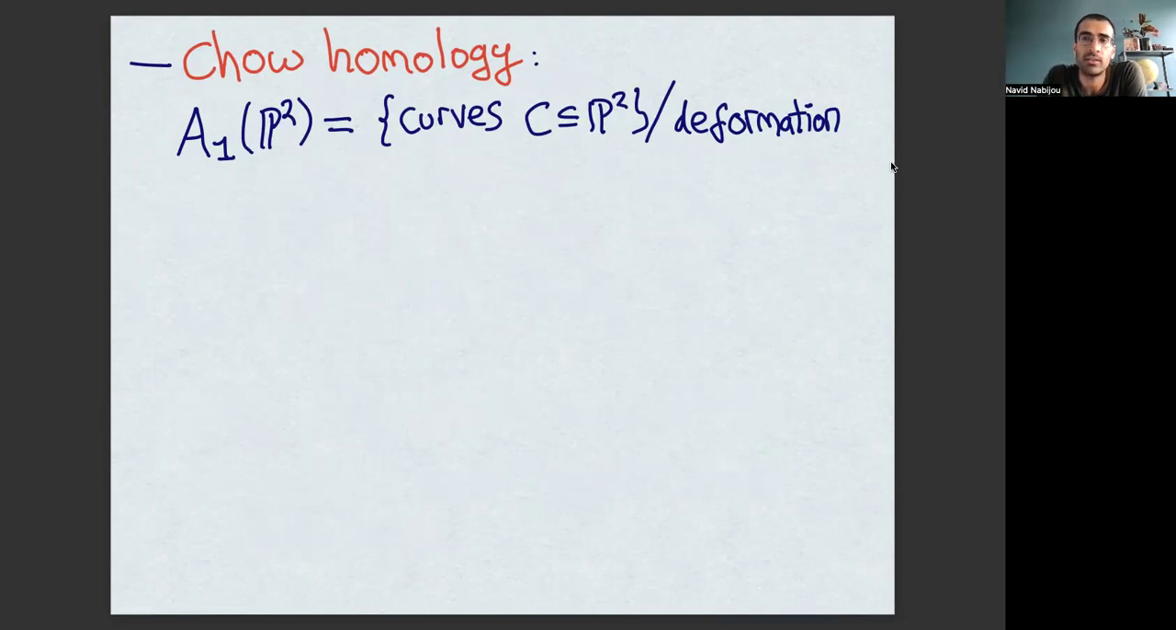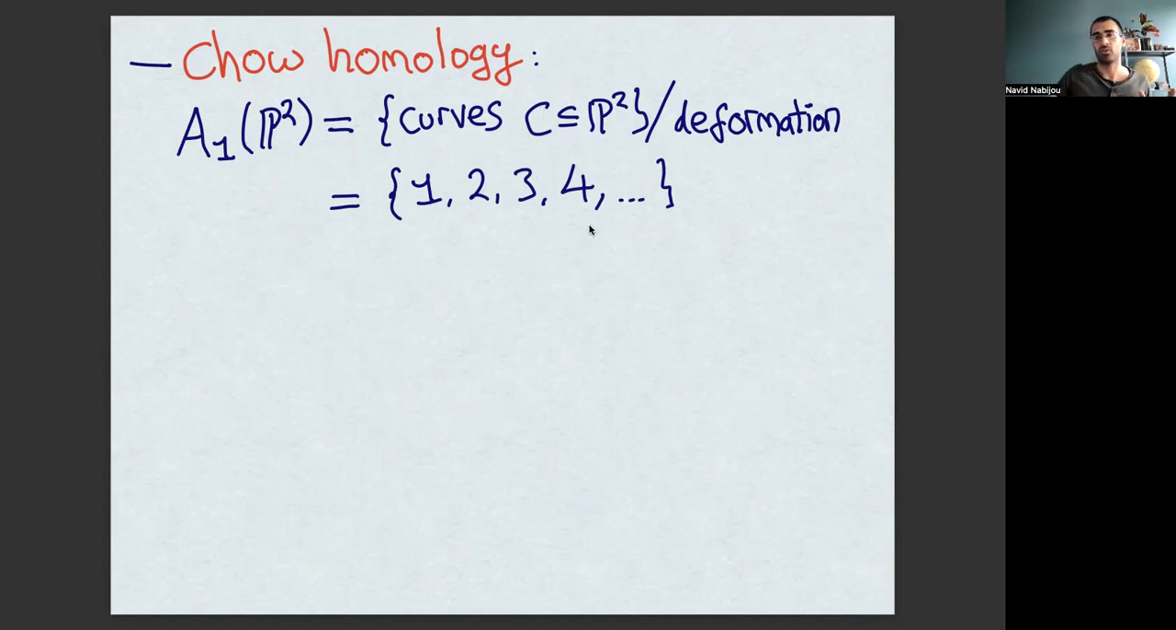And it turns out that this set is actually very easy to describe. It's just the set of non-zero natural numbers. Okay, so a curve, in other words, if I have two curves of the same degree, right? So that's what these numbers here are recording. They're recording the degree of this curve. Then I can deform one to the other by changing the coefficients of the polynomials.